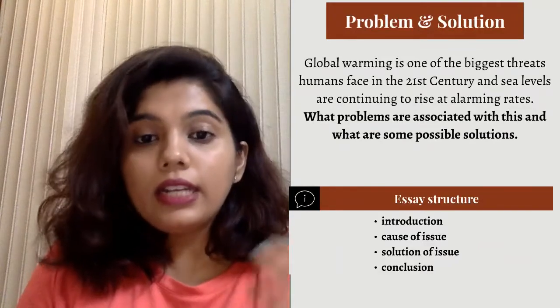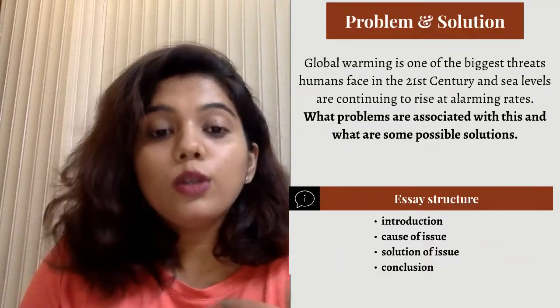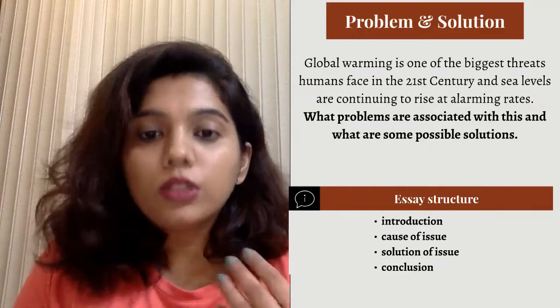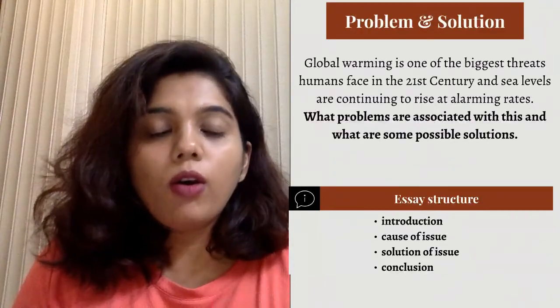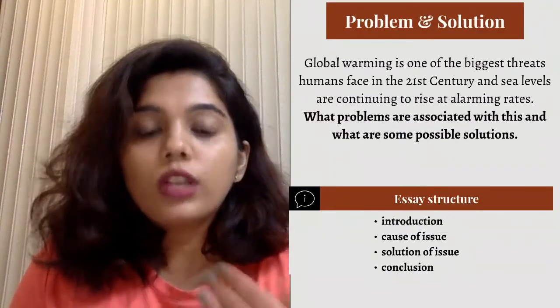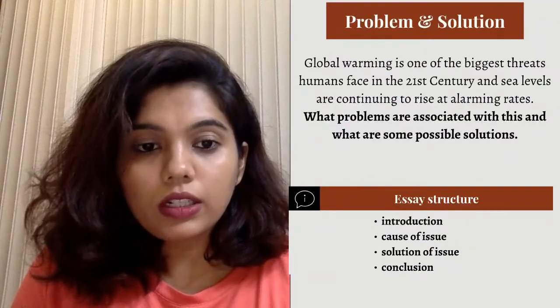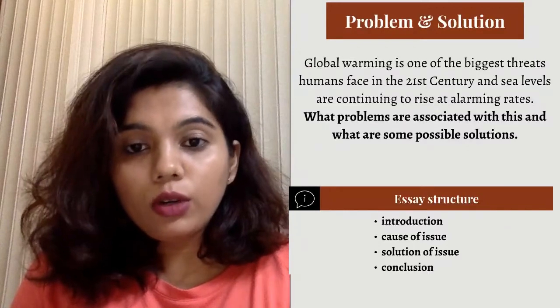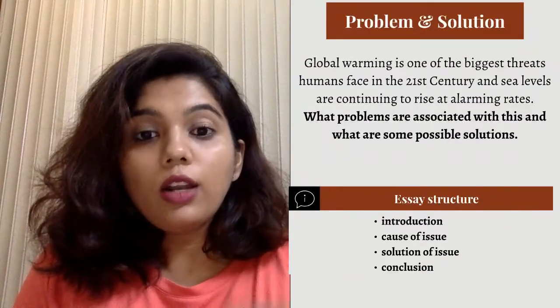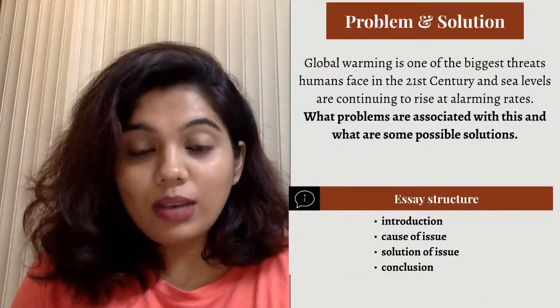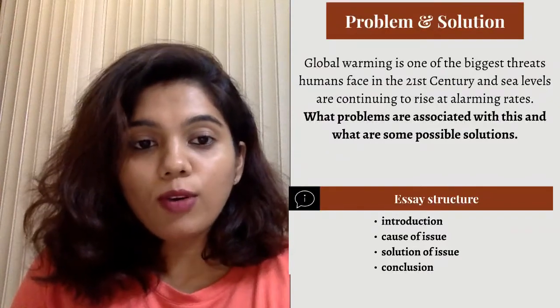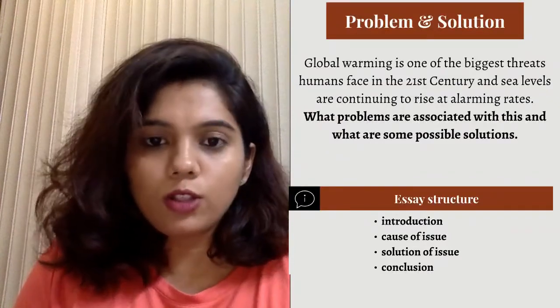And then the next body paragraph, you give the solution as to what can be done to reduce global warming, or how do we make a difference to the changing climate that is happening across the world. In the end, you have to write a conclusion along with your opinion. You have to summarize what you have written above, and followed by what are your thoughts on this topic, which is basically your opinion.